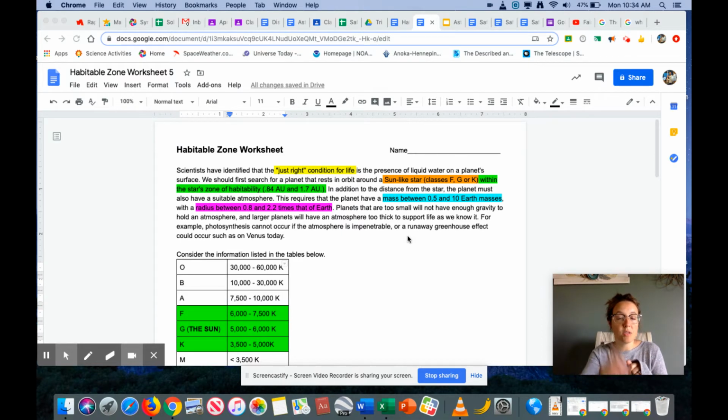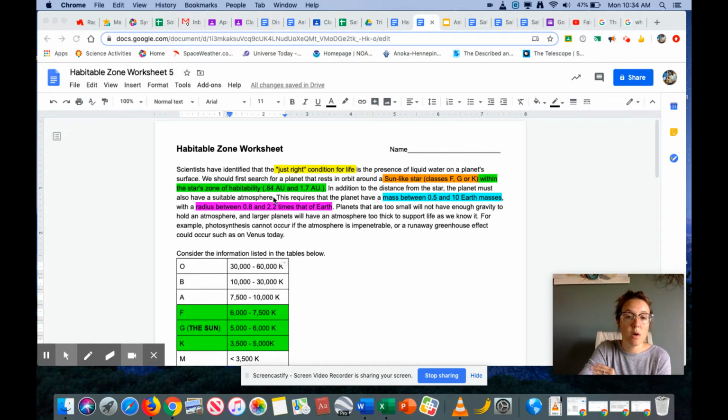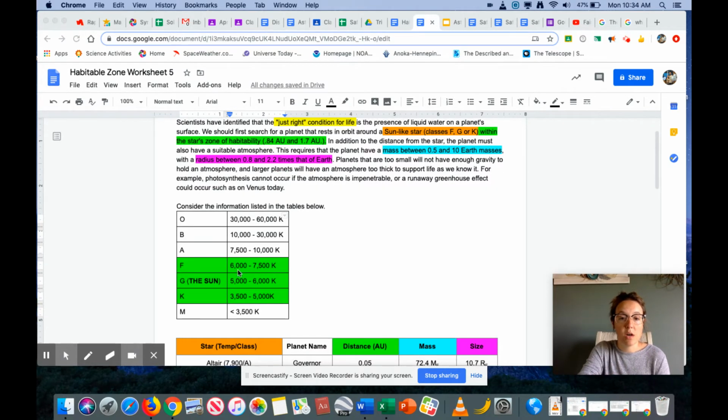So when we're looking at this worksheet, I'm going to be scrolling over on this. For the Goldilocks conditions for liquid water, they're primarily looking at sun-like stars. If it is an F, G, or K star, the distance would be 0.84 to 1.7 AU. If a star is right here where I'm pointing, F, G, or K, then we're looking at 0.84 to 1.7 astronomical units. That's how far away the planet needs to be.